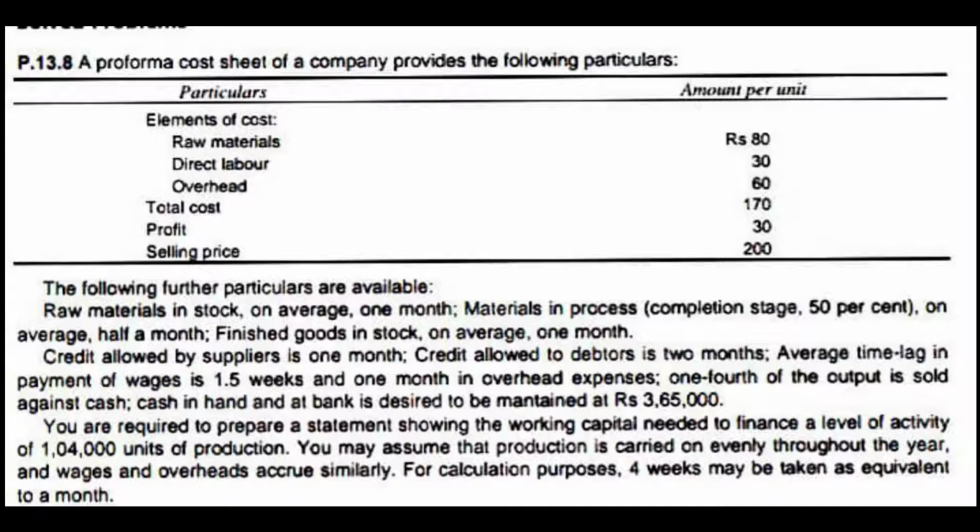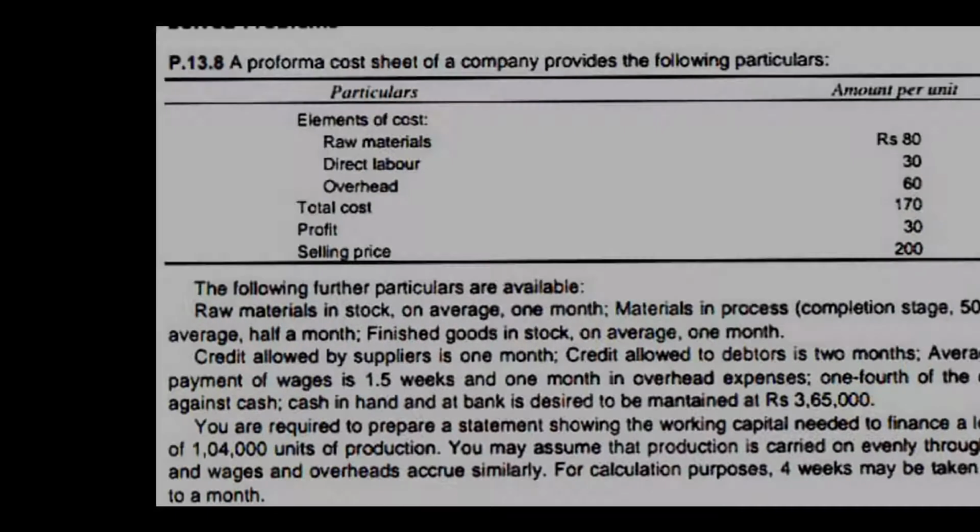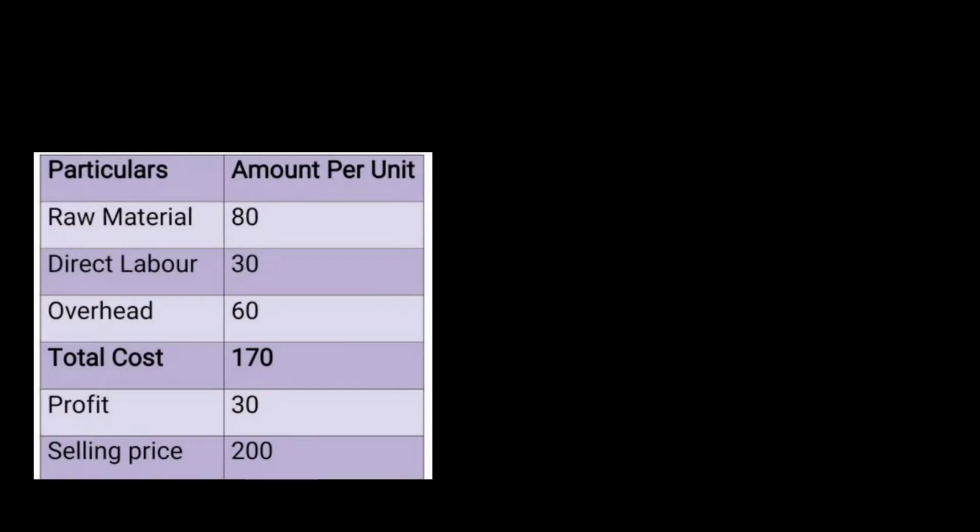You are required to prepare a statement showing the working capital needed to finance a level of activity of 1,04,000 units of production. You may assume the production is carried on evenly throughout the year and wages and overheads accrue similarly. For calculation purposes, 4 weeks may be considered as a month. So this is the question. I know you may not have understood the whole thing, but we will segregate this one by one.